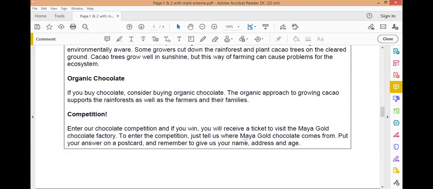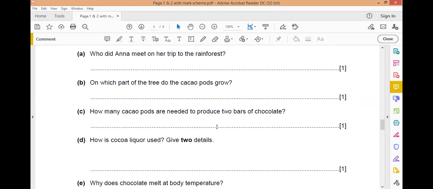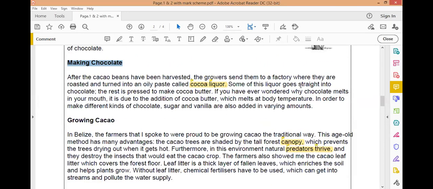Can you read the question again, Muhammad? How is cacao liquor used? He asked about the usage of cacao liquor. Some is pressed into chocolate. To make what? To make cacao butter. Yes. What else? This is the first point.